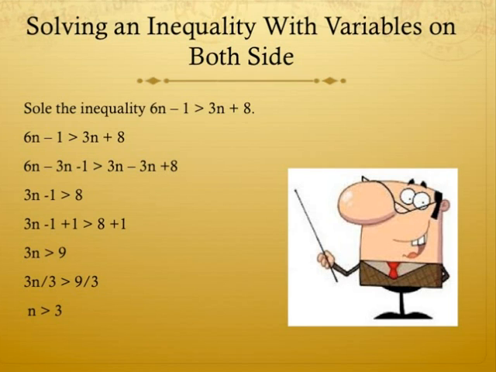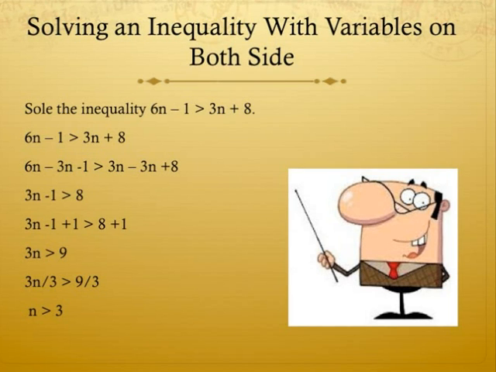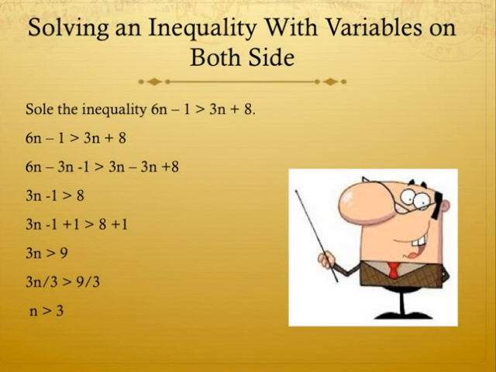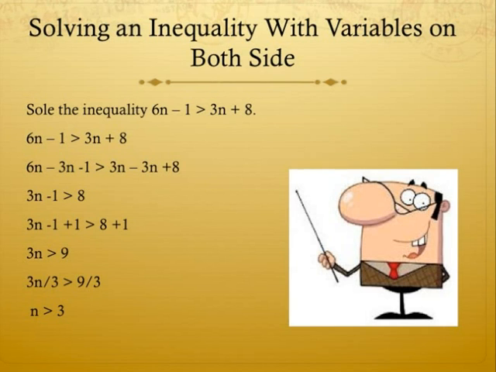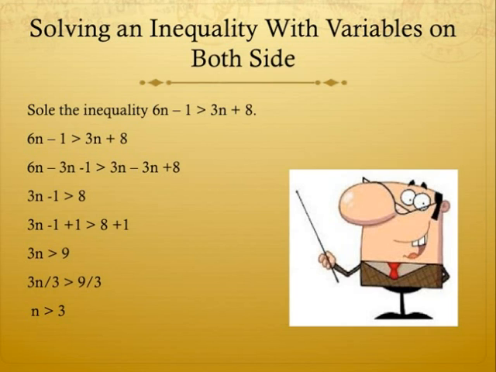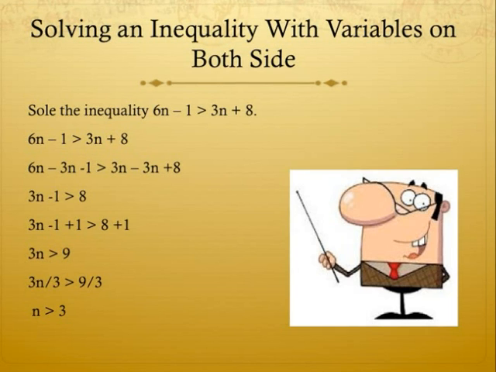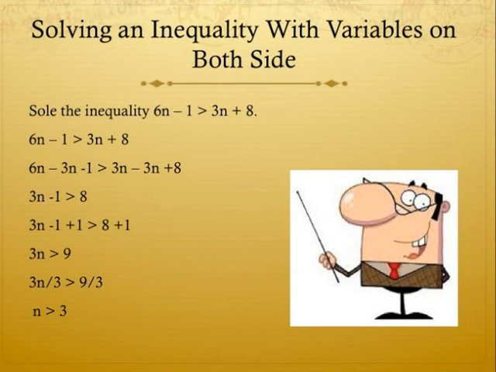Okay, so now we're going to solve an inequality with a variable on both sides. So solve the inequality 6n minus 1 is greater than 3n plus 8. We want to combine like terms, so what we'll do first is subtract 3n from both sides, which gives us 6n minus 3n minus 1 is greater than 3n minus 3n plus 8.